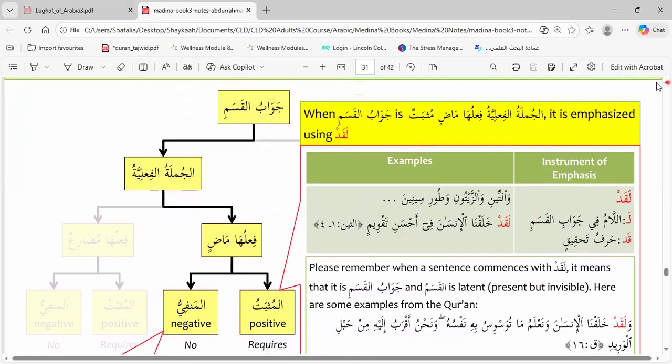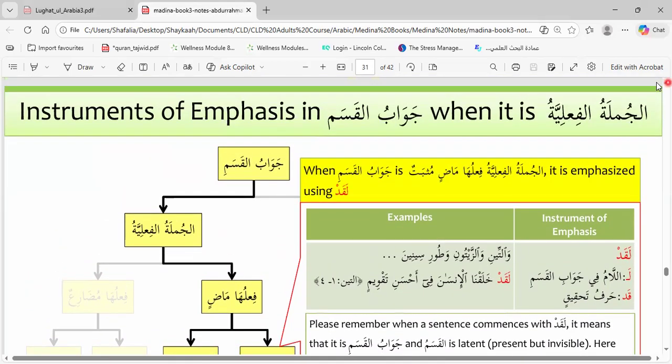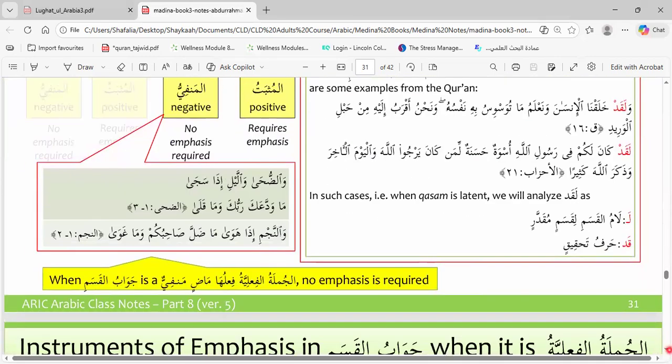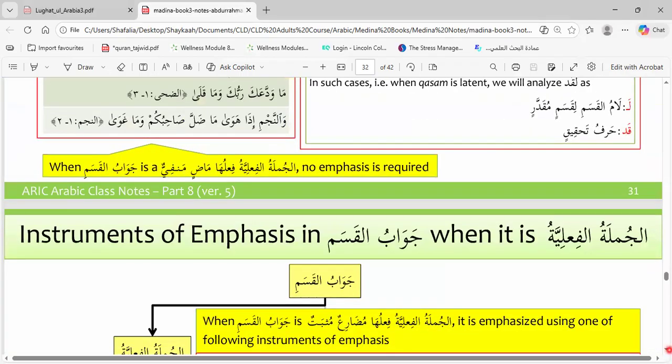جملة فعلية. And it's in the answer of the oath. We usually see this in the answer of the oath. Here we have laqad, and then we have la. We have some examples that we'll see.